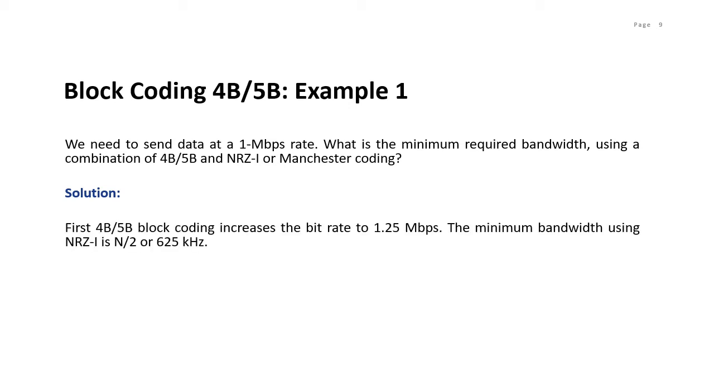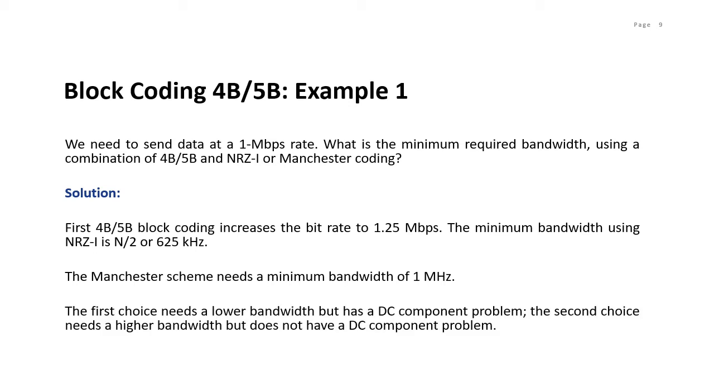So if we use the 4B/5B block coding, it increases the bit rate to 1.25 megabit per second. And the minimum bandwidth using NRZI is N/2, so you have that bit rate 1.25 megabit per second to 625 kilohertz. Whereas the Manchester scheme needs a minimum bandwidth of 1 megahertz. So the first choice, the 4B/5B combined with NRZ invert, needs a lower bandwidth but it still has a DC component, whereas the Manchester scheme needs a higher bandwidth but it does not have a DC component.